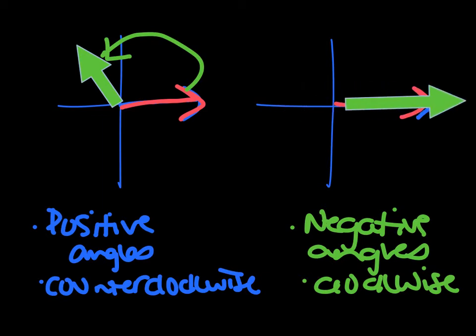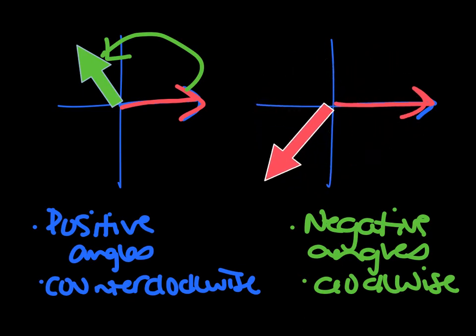Let me draw one over here. Let's undo all that. Let me try this again. I'm going to put an arrow on here. So now, for our negative angles, you are going to go in the clockwise direction. So they are going to go this way.